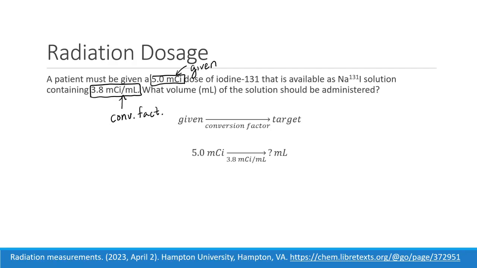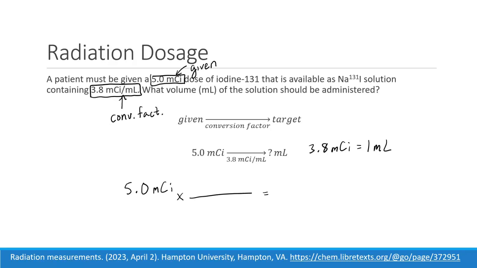So we write up these road maps or solution maps where we start with our given information, end with the target, and then underneath our arrow, we tend to write what the conversion factor is. Sometimes you'll see it written as 3.8 millicuries per milliliter, and sometimes you may see it as an equality, but same thing. We start with our given information, which is the 5 millicuries. We are going to multiply by our conversion factor.